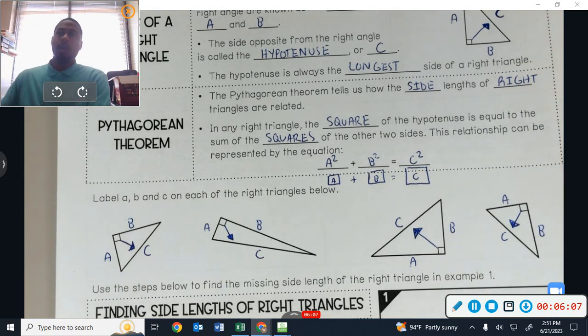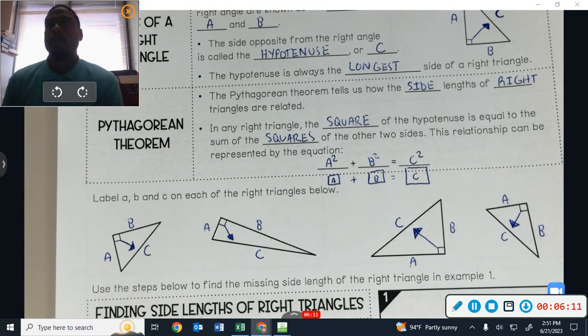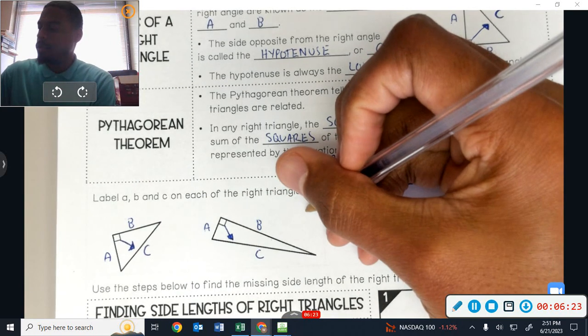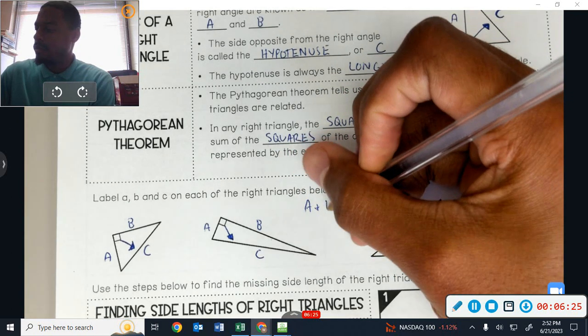But the most important thing is that the C must be opposite of the right triangle symbol. It must be opposite. That C is what matters. The A and B can switch. It doesn't really matter.